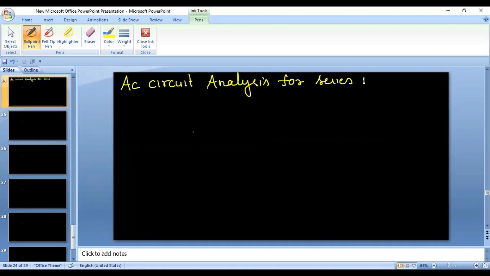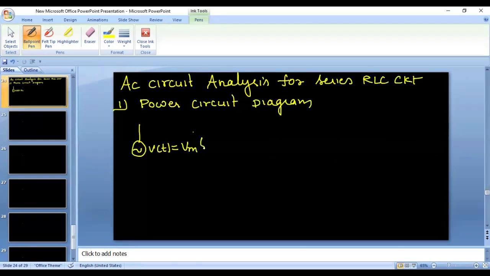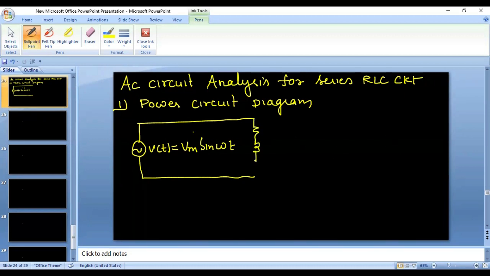When I make the power circuit diagram for this, I need to make an AC source, which is represented by this symbol, and mathematically I can write Vm sine omega t. This is feeding a series R, L and C circuit. R is resistance, L is inductance and C is capacitance, and here the current IT is there.